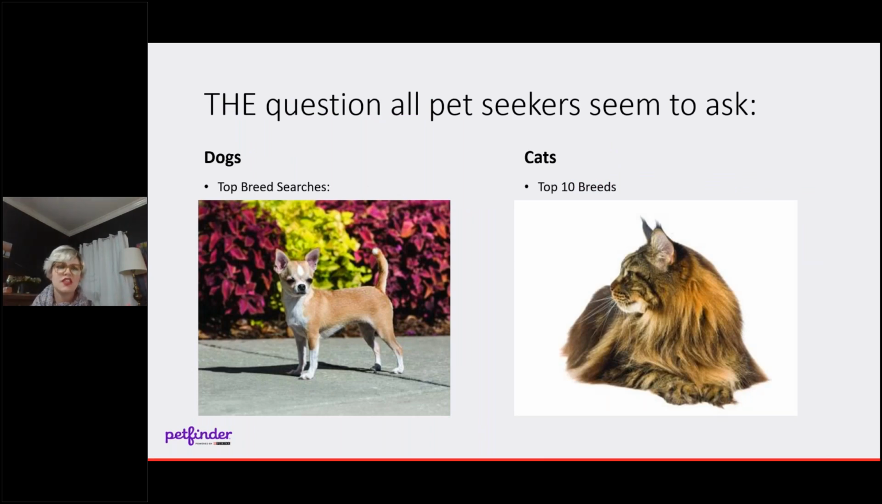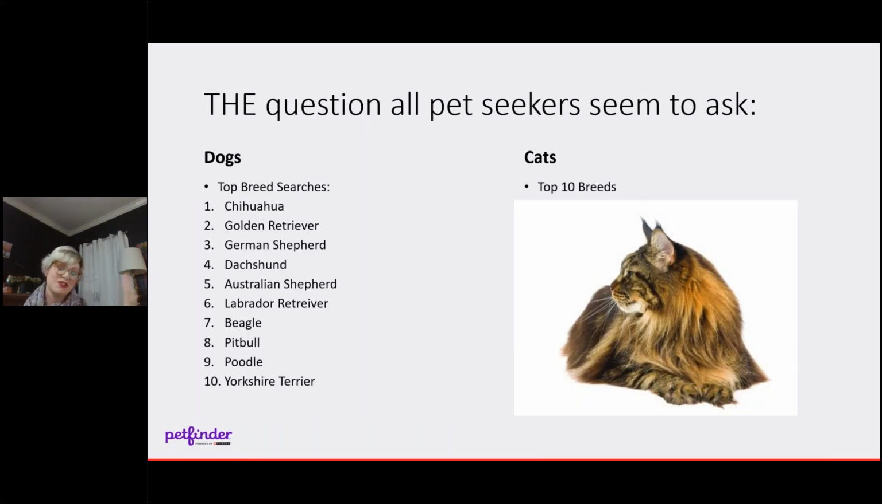So the question that at some point they all seem to ask: what do you think this dog is? This was the list of top breed searches on Petfinder in 2022. So Chihuahuas ruled, which was fascinating. Something else that I thought was interesting about this list was the second and third, the Golden Retriever and German Shepherd. Those are not small dogs, yet the most commonly used size filter for dogs, 60%, was small. So that's just interesting to me that they would rank so high, but people are still looking at small.